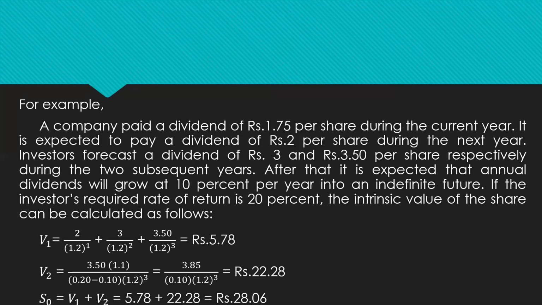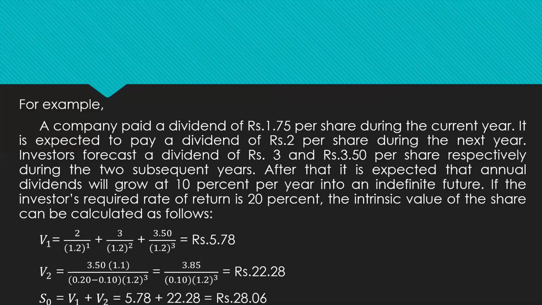After that, it is expected that annual dividends will grow at 10% per year into an indefinite future. So the G value is 0.10. The investors' required rate of return is 20%, so the K value is 0.20. The intrinsic value of the share can be calculated as follows.